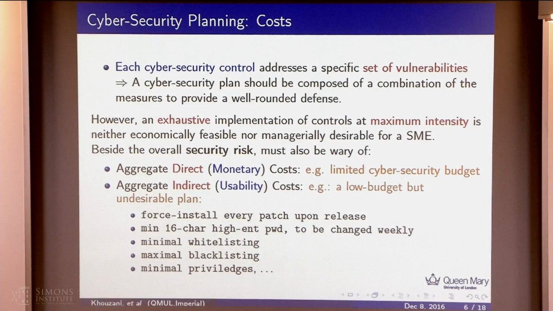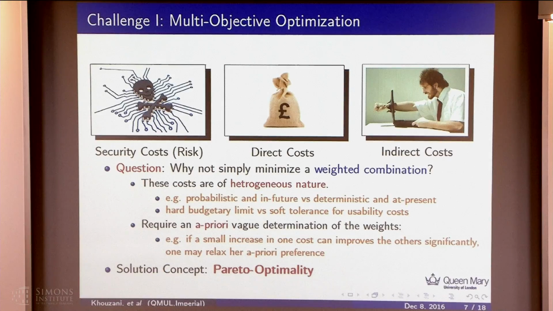So the framework that we want to formalize is a multi-objective optimization, where the objective that we want to minimize is the security risk, so how much the organization is exposed to a risk of being attacked, but also we want to minimize the direct cost, and also we want to minimize the indirect cost, so how much the organization is affected by security measures at a particular level.